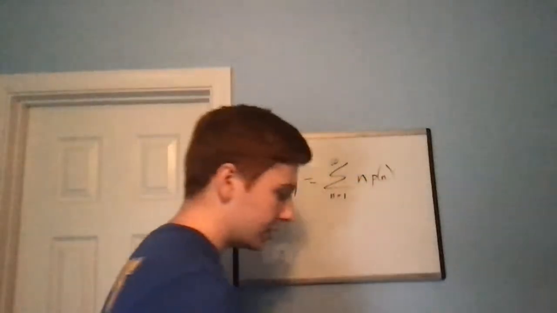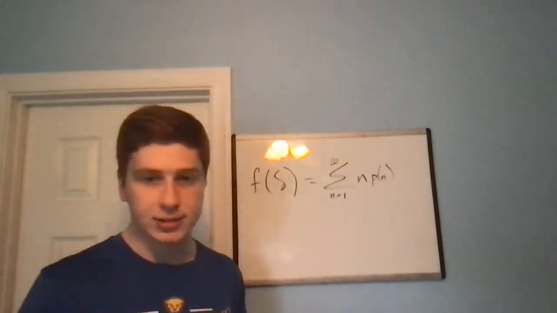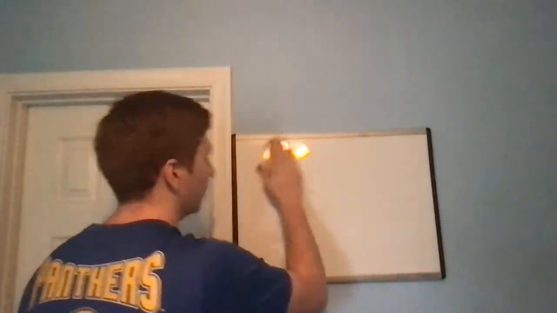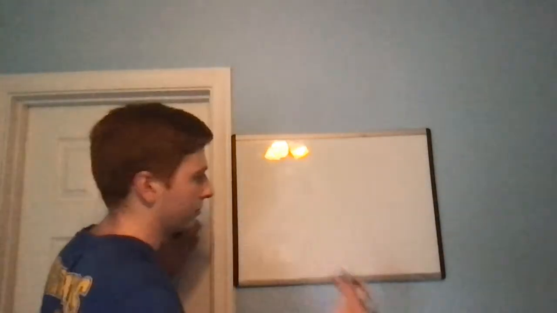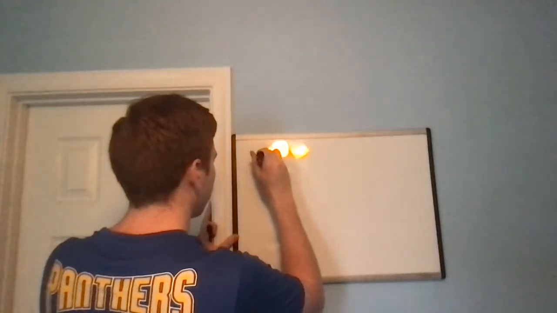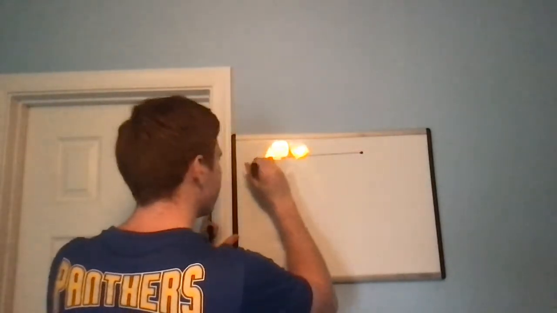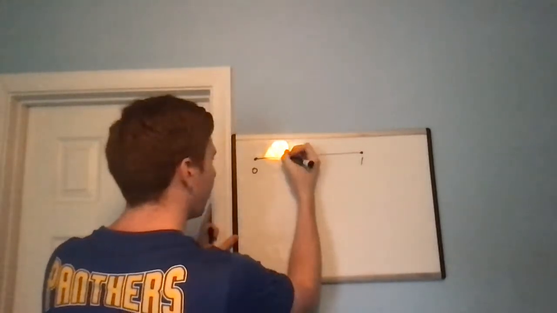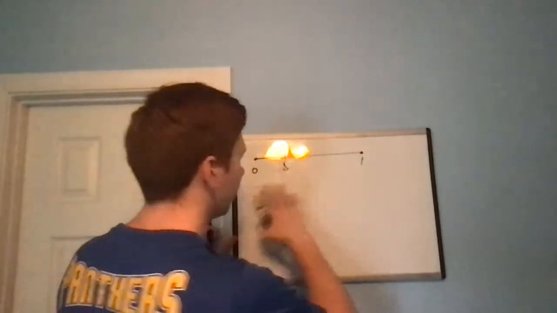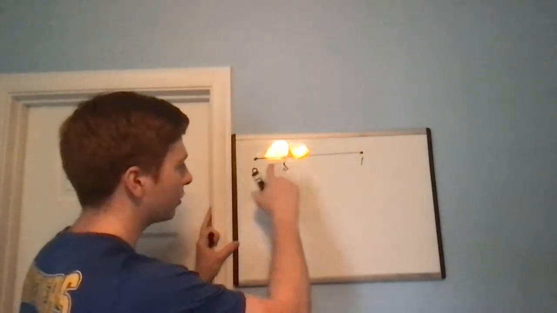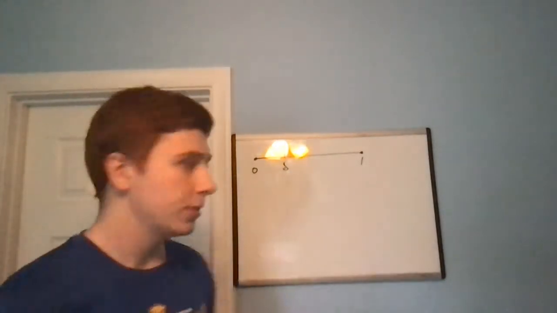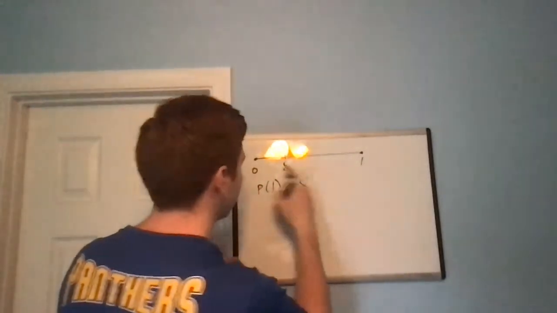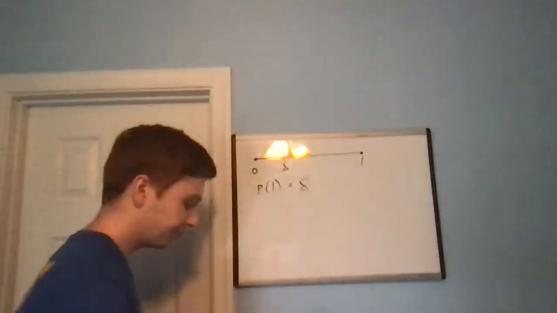Now, with this goal in mind, I went ahead and tried small cases. So P of 1. P of 1 is naturally the easiest. If you have this interval from 0 to 1, and here's your delta threshold, the probability that x1, if it's chosen randomly from here, is less than delta is just delta. So P of 1 is equal to delta.